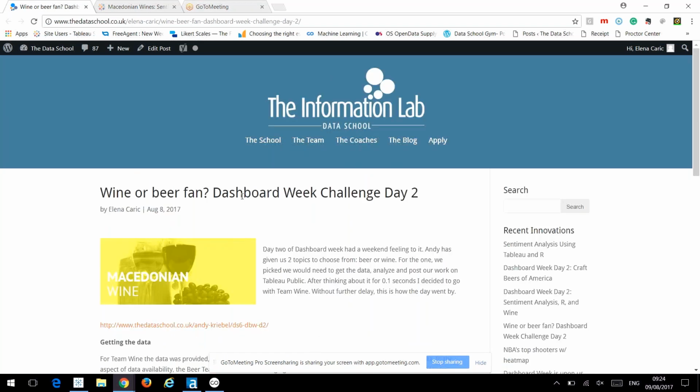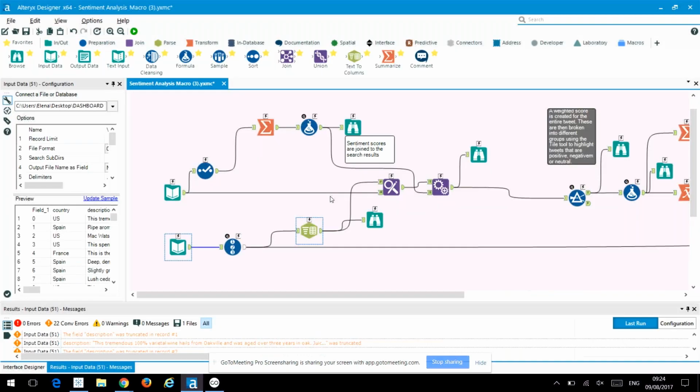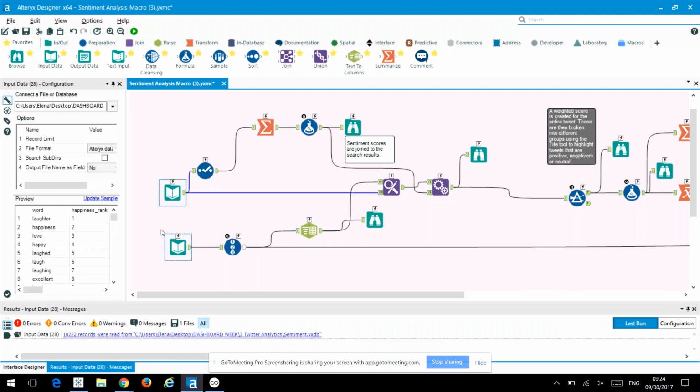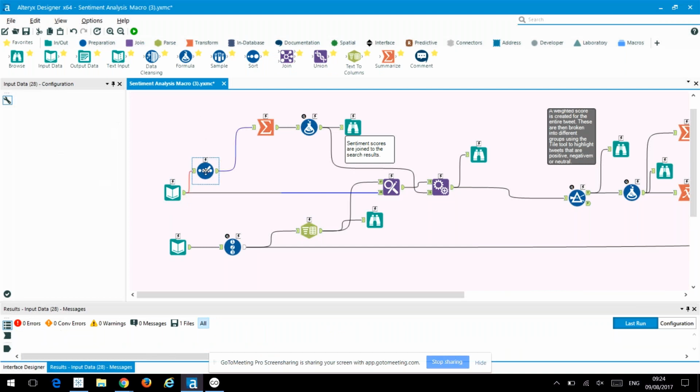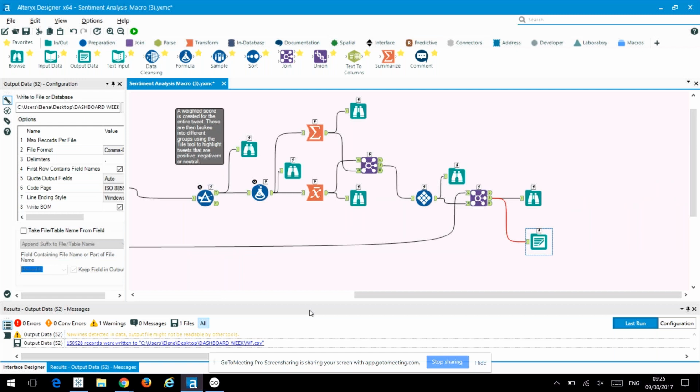I was initially very happy to do the sentiment analysis, the text analysis. But after trying so many applications and trying to sign up for both Azure and Cortana, it turns out it's very, very complicated to get those things to work. So I ended up using the macro that we had from our team. You put in your data here, and I mistakenly named my wine data beer. It happens. Then the macro will run and you will get this output. Let me just show the output.